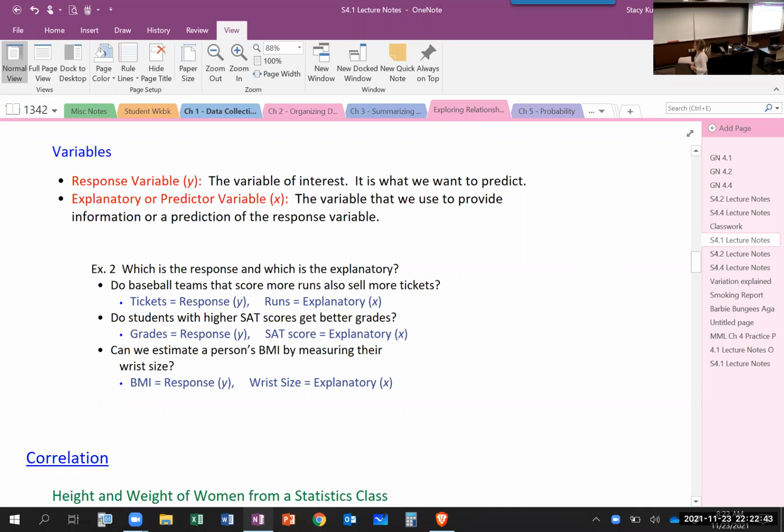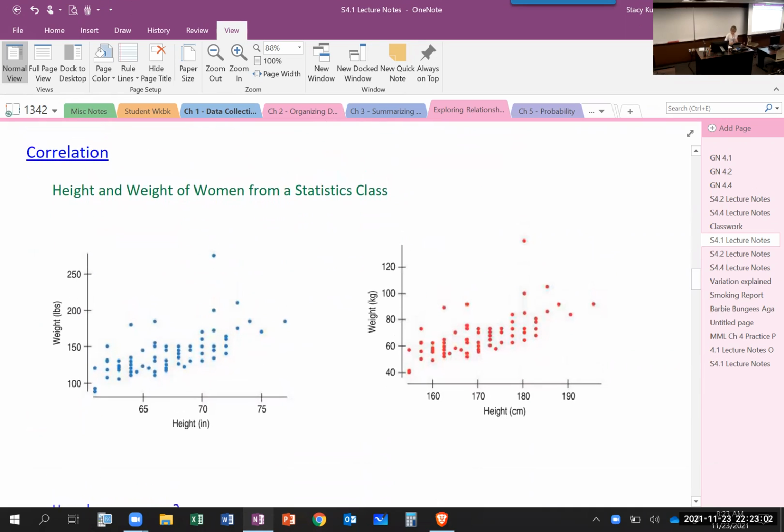And then finally, can we estimate a person's BMI by measuring their wrist size? So if you measure their wrist size, that's supposed to predict the person's BMI. Kind of just some examples that we might be looking at right there. Now, we want to use correlation and scatter plots to determine whether or not there is a correlation between those two variables, the predictor and the response. That's the idea here.